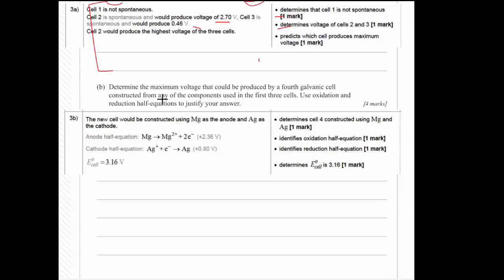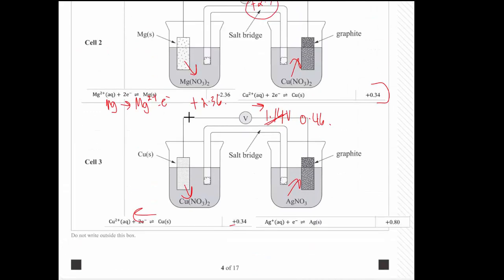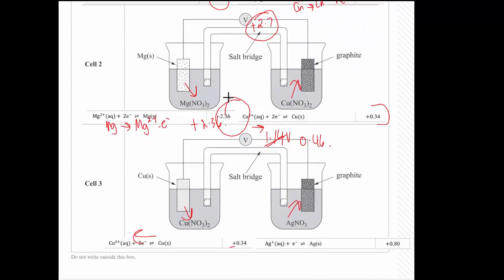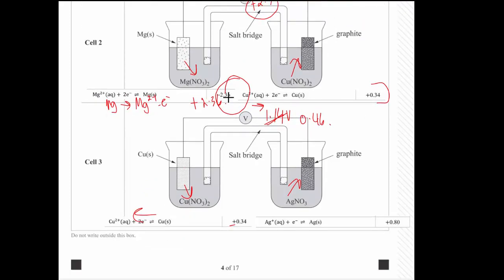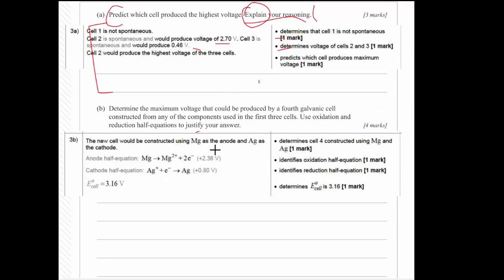So the second one here is: determine the maximum voltage produced by the fourth galvanic cell using bits of the first and second. Okay, so obviously you just grab the most positive and the most negative ones. So you've got minus 2.36 looks to be the most negative. The most positive looks to be silver at 0.8. So just adding those two together, as we can see here. So that one's got the equations written out nicely. Thank you, and the voltage there.